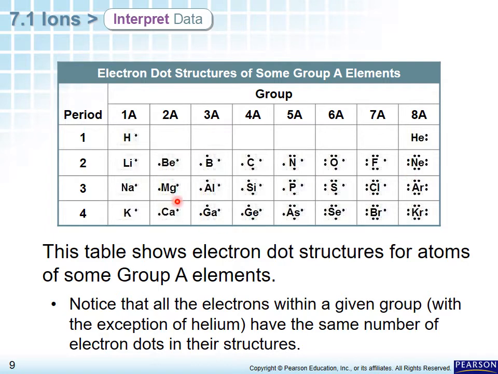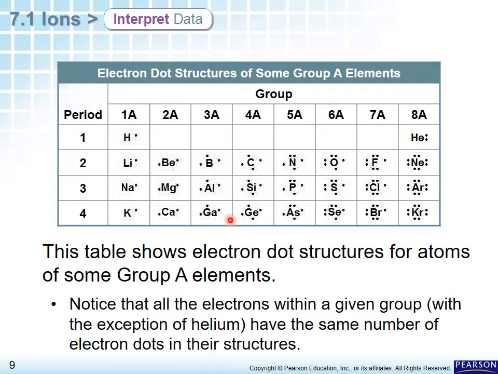Now you can see the same for sodium, period 3 and period 4, all the way. These are the representative elements' electron dot structures. This table shows the electron dot structures for atoms of some group A elements. Notice that all the elements within a group, with the exception of helium, have the same number of electron dots in their structure. Look here: 1 electron, 2 electrons.